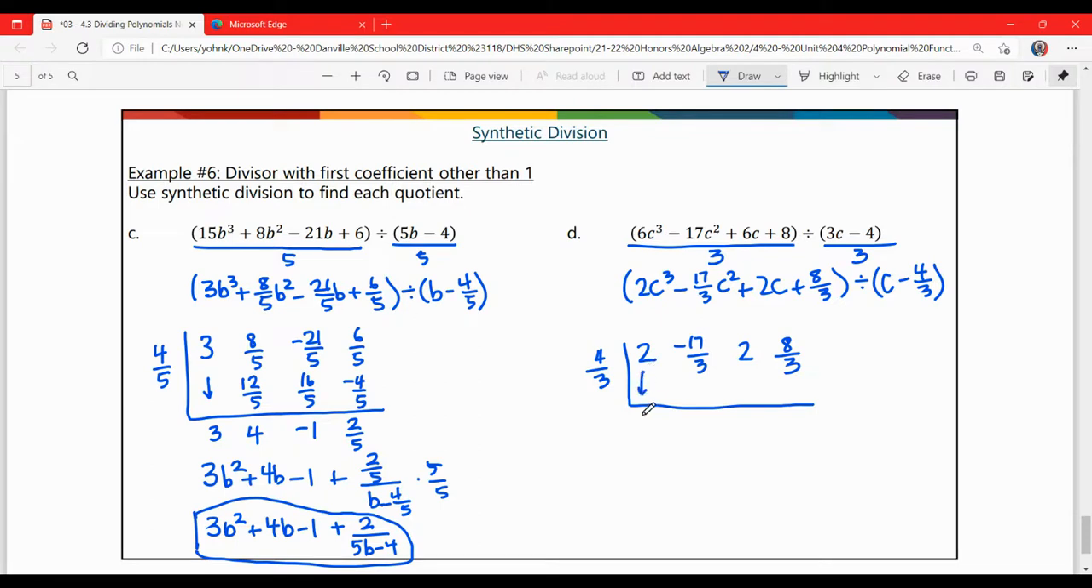So we bring down the 2. We multiply to get 8 thirds. We add to get negative 9 thirds, or negative 3. We multiply to get negative 4. We add to get negative 2. We multiply to get negative 8 thirds. We add to get 0. These are c's. I have no remainder. Constant, linear, quadratic. So 2c squared minus 3c minus 2.